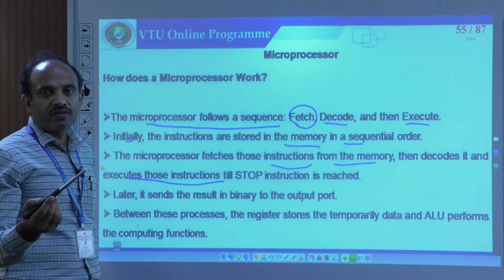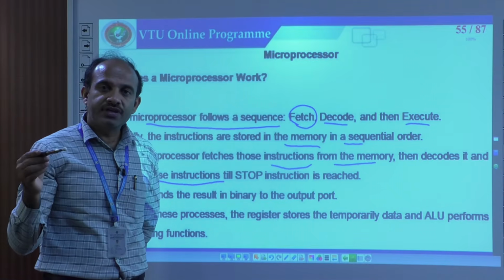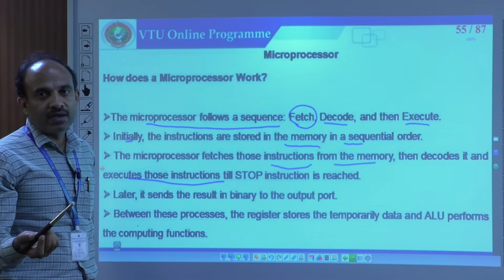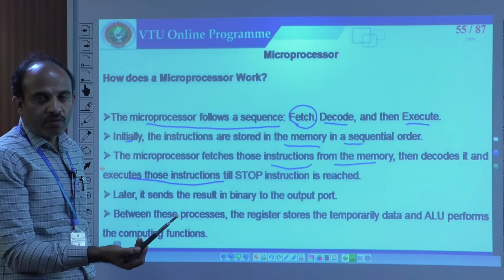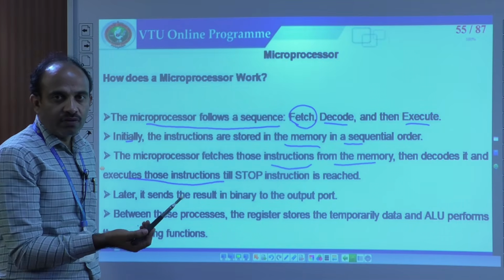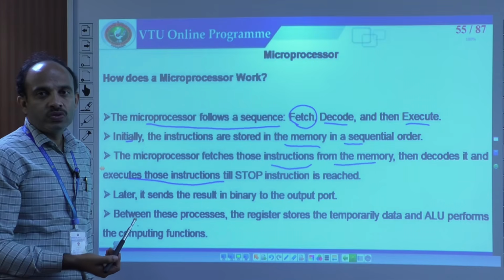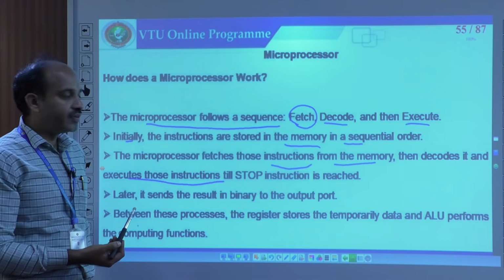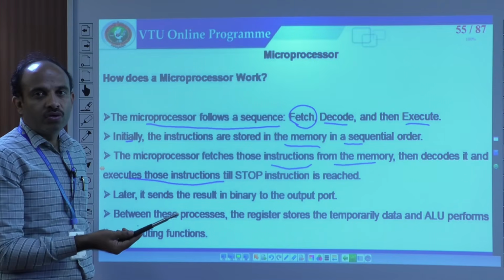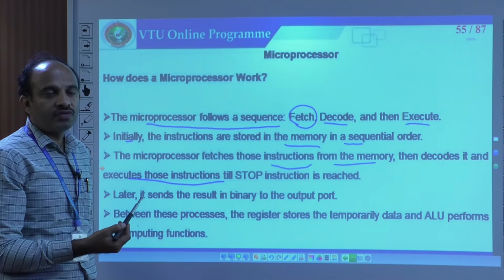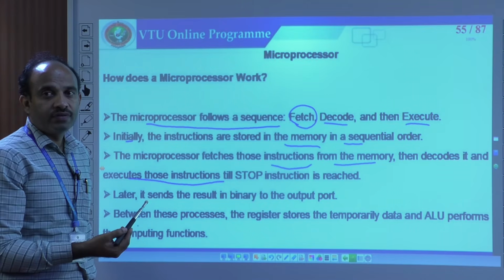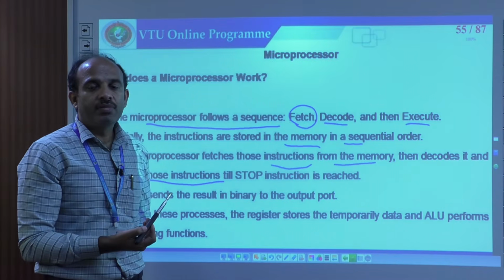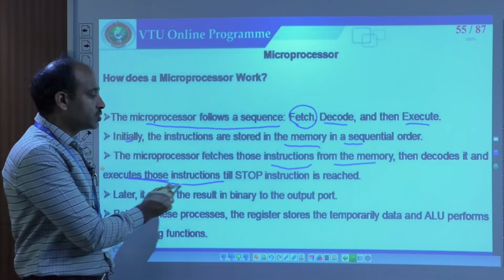Whatever the instructions are, maybe addition or subtraction, printing something, calculating something, or playing something, any task will be stored in the memory, and whenever you want to execute it, it will start fetching all those instructions from the memory. Once it starts fetching, it will try to decode. The purpose of decoding is just that the machine has to understand what instructions you have given. After that decoding, it will start executing those instructions.